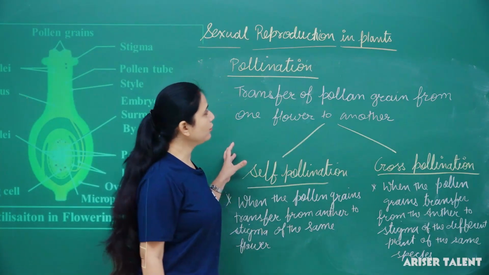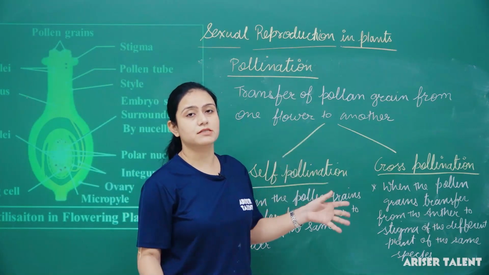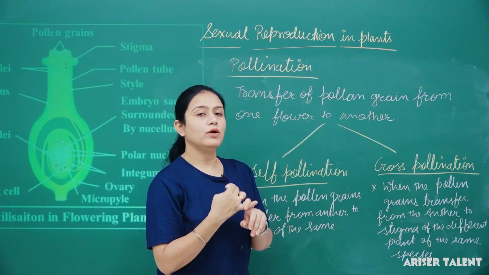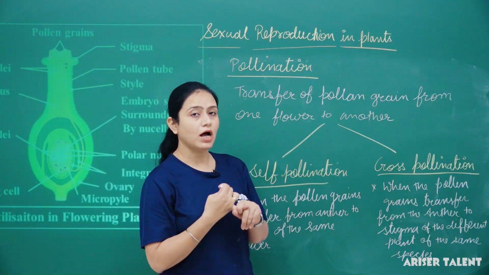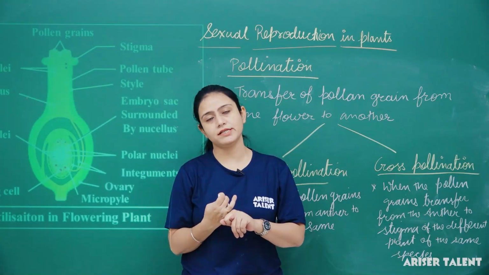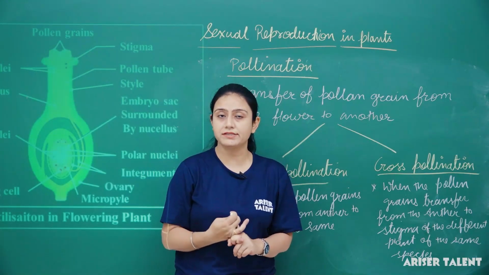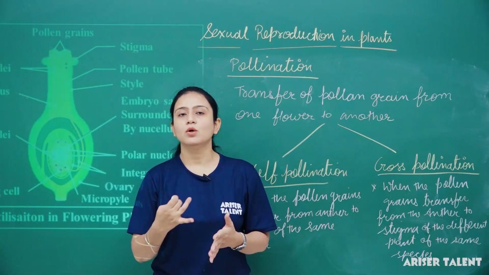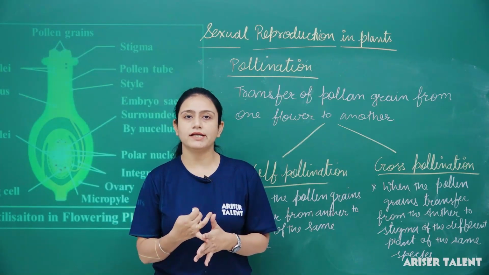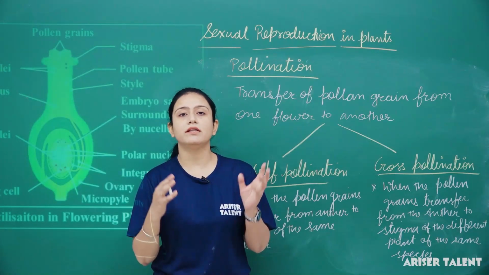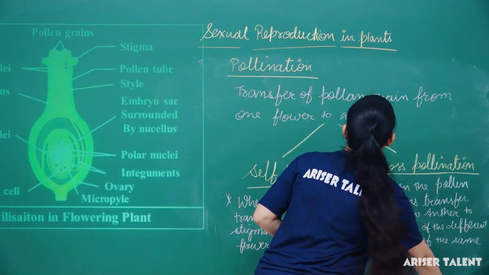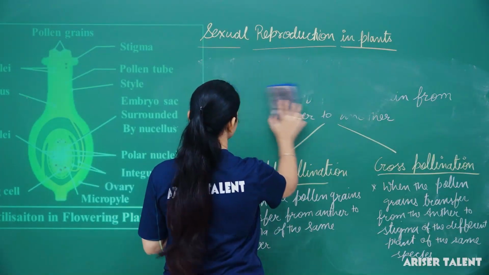Now, as I told you, in pollination generally pollen grains move from anther to stigma. Okay, this is known as pollination, but how does it take place? Generally it takes place by some agents. And what are these agents? These agents are birds, winds, air, insects, bats. Okay, so these are the agents of pollination.